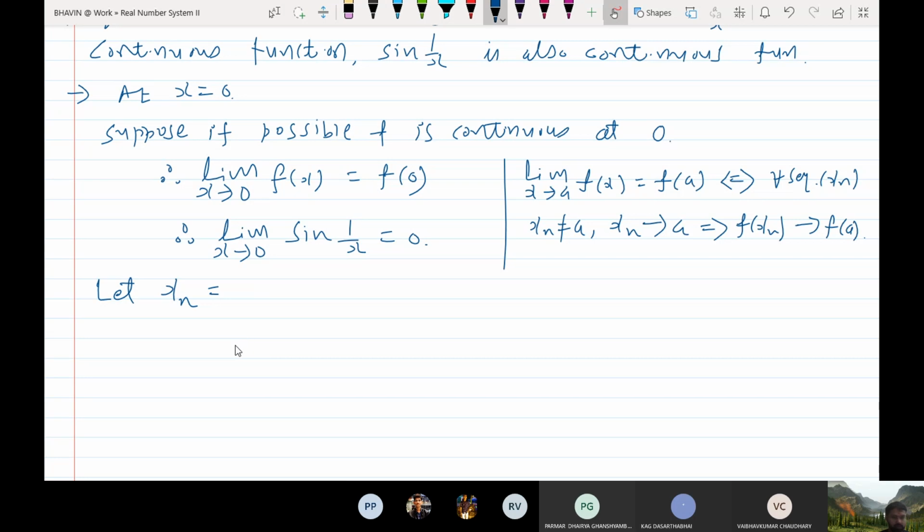So now let me take the sequence xn to be 2 upon (2n minus 1) pi. Why have I taken this? See, if you take the unit circle, suppose this is the unit circle, this is point B and this is point B dash.